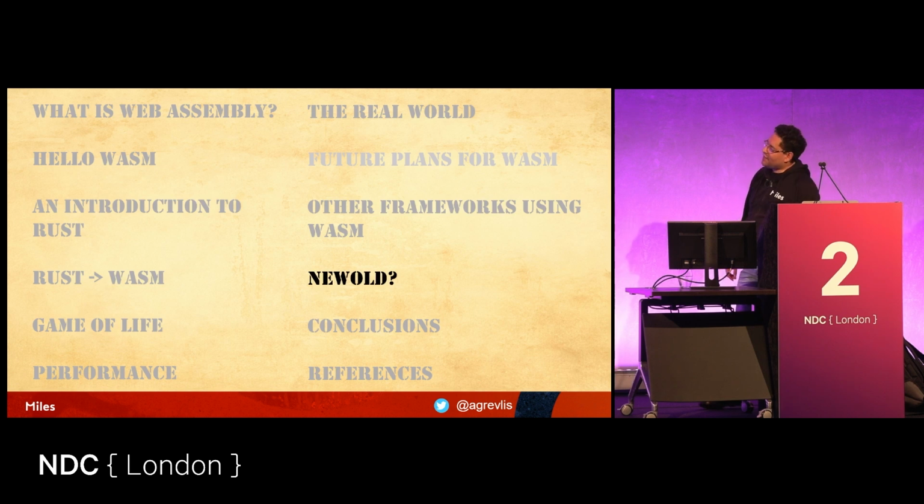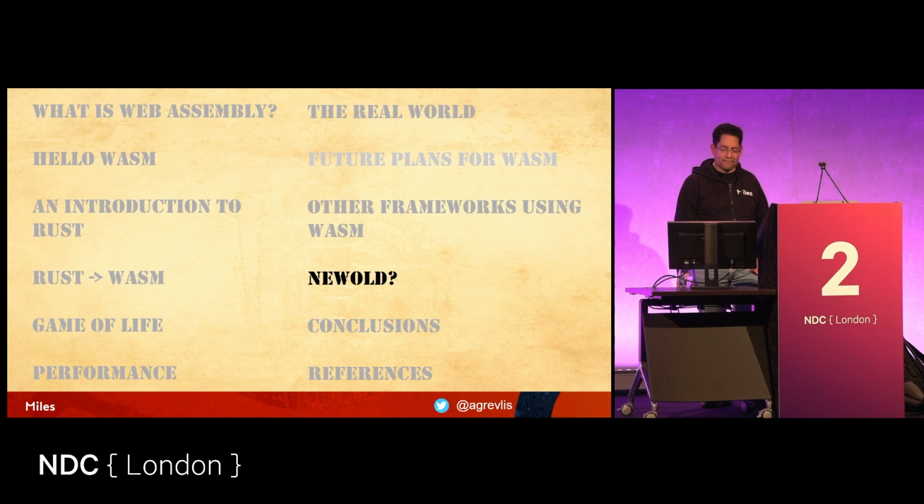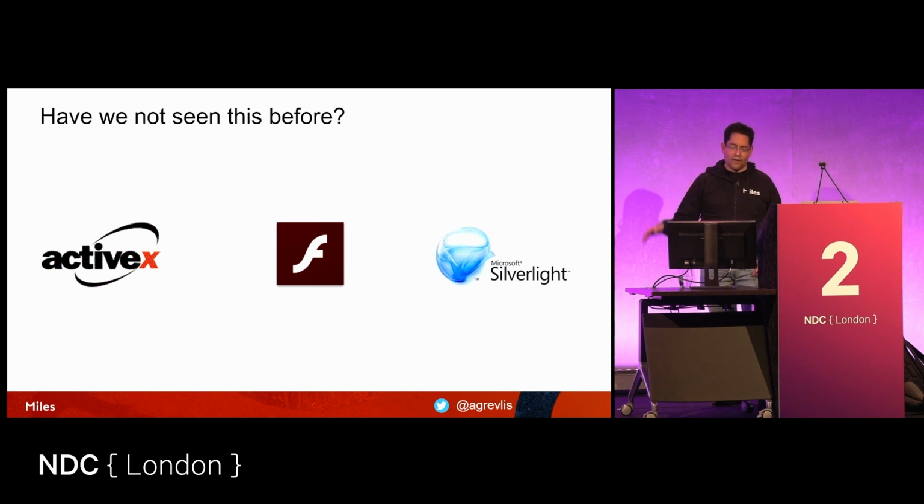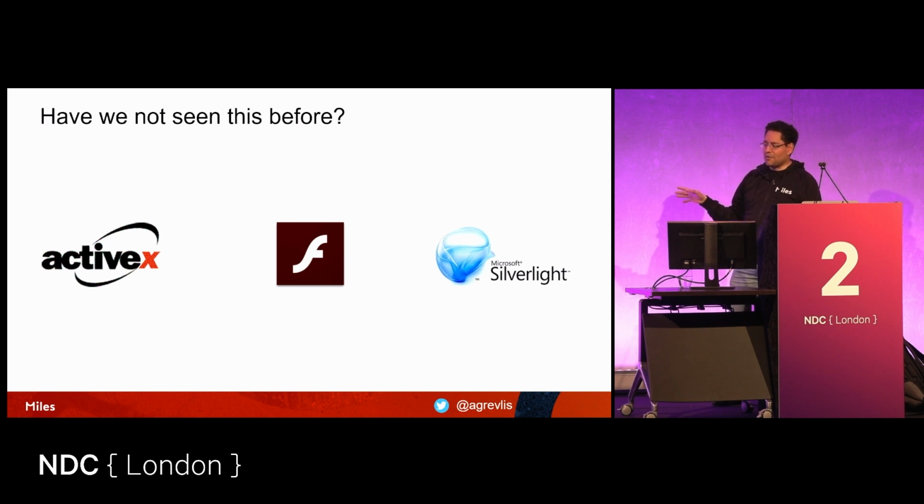So now we've reached this cryptic headline called New Old. The question here is, haven't we seen all of this before? For those amongst us who have been around for a while, we remember the ActiveX component had similar types of promises as we have now with WebAssembly. We can remember Flash, or we can also remember Microsoft Silverlight. So the question is, why? What makes WebAssembly more likely to be successful than all of these things?